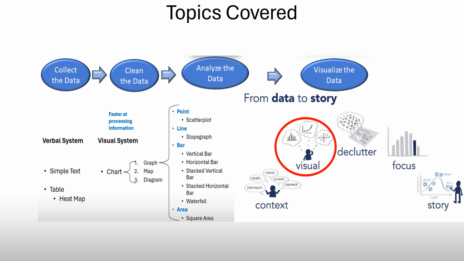Within the visual system, we focused on graphs that are points, lines, and bars. We did not cover area. That is not recommended at this time. The focus is on point, line, and bar.